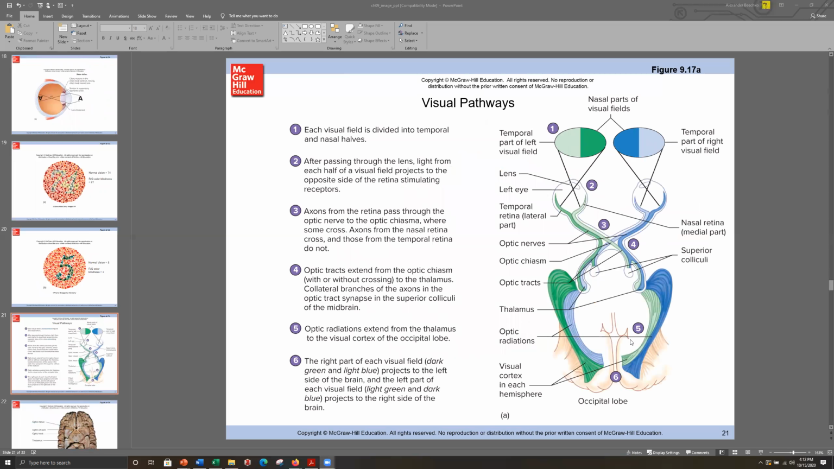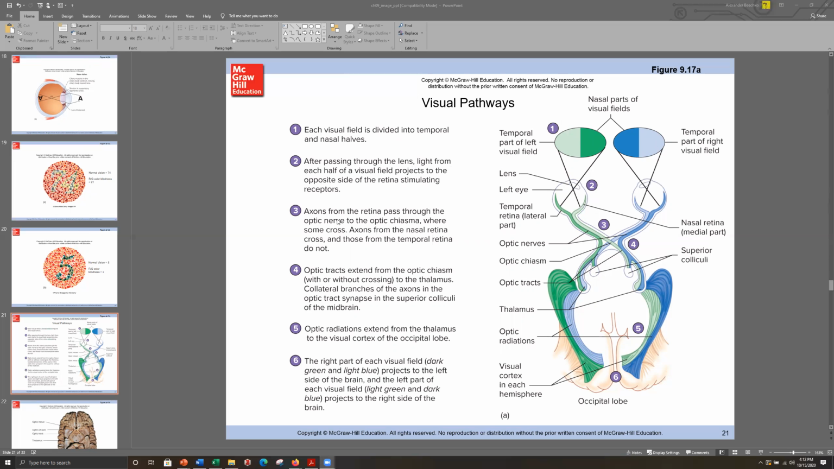In this figure, we have a representation of the visual pathways in the brain, so how the brain perceives information from each of the eyes. For the first part up here, each visual field is divided into temporal and nasal halves. We have our nasal halves right here, the darker colors, and the temporal halves, which are the lighter colors. After passing through the lens, light from each half of a visual field projects to the opposite side of the retina, stimulating receptors.